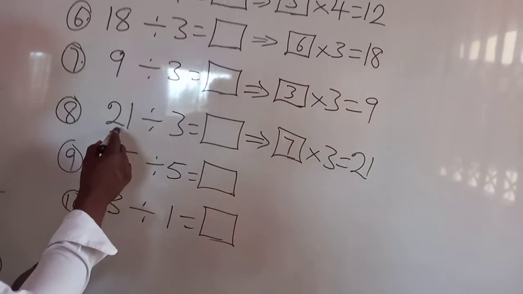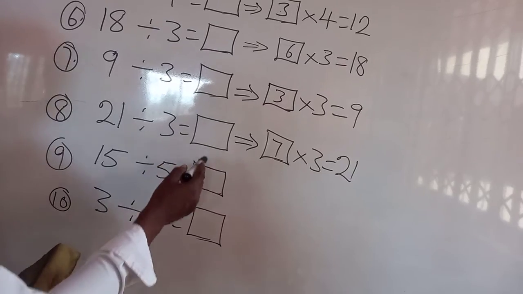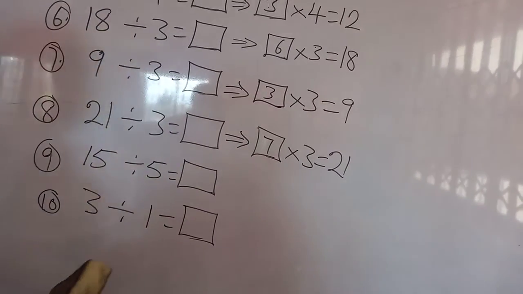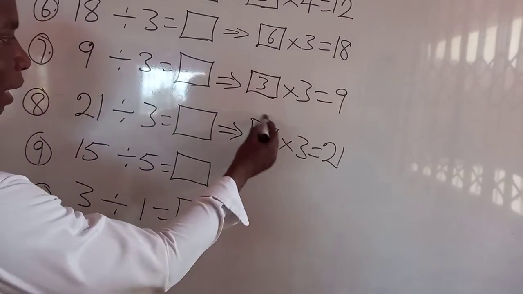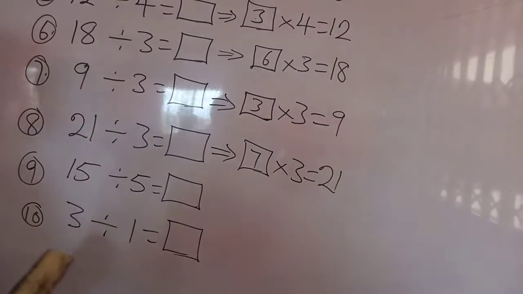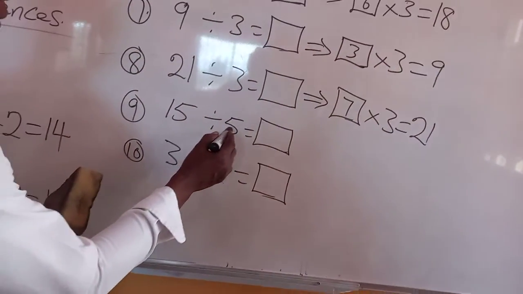Look at it. I said what? 21 divided by 3 equals what? 7. Therefore, 7 times 3 is what? 21. The answer that will be in the box here will be 7. When you multiply it by 3, you get your 21. Okay? Now, let's continue. 15 divided by 5.